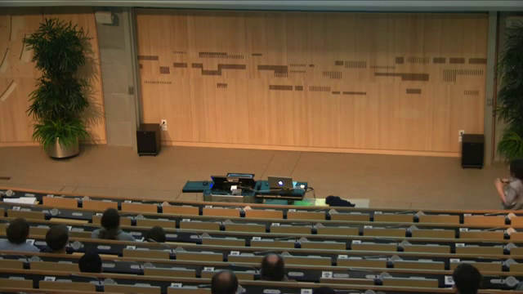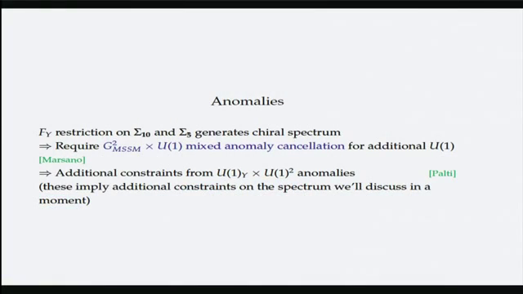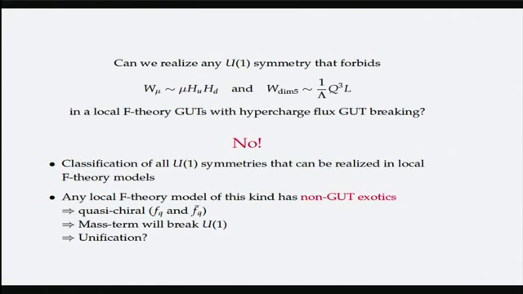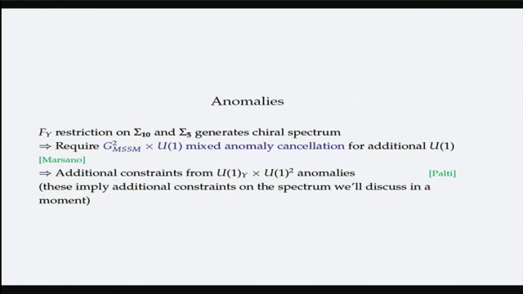So there is the question, why not? First of all, this was observed just by looking at the local models and trying to build models, and you would always get additional stuff. So you wonder whether there's some underlying principle. And indeed, Joe then sat down and said that this should really be coming from anomalies. If you compute the G_MSSM squared times U1 anomaly, where U1 is this additional U1 symmetry, this anomaly cancellation for any additional U1 will impose restrictions on the spectra. They're very general, so you can also generalize this. Aaron Pauli did a recent calculation for U1_Y times U1 squared anomalies, and you get additional conditions.